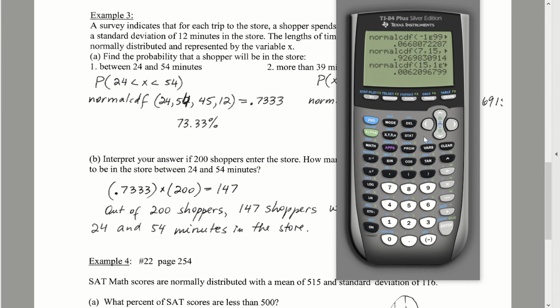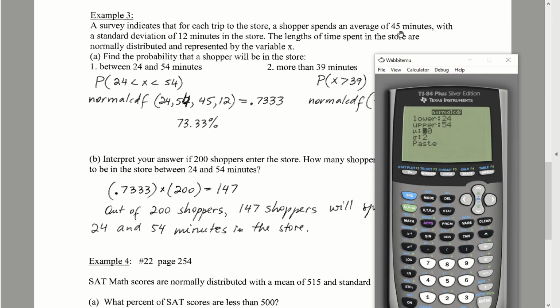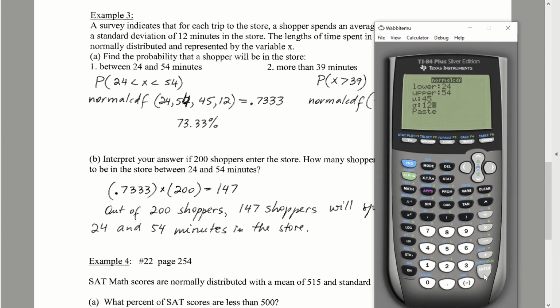To compute that probability, we're going to do second distribution, normal CDF. Between 24 and 54 means 24 will be the lower bound, 54 will be the upper bound. For this setup, the mean was 45 and the standard deviation was 12. Get everything plugged in, go ahead and hit enter, and we would get a probability of 0.7333. As a percentage, that means that 73.33% of all shoppers would spend between 24 and 54 minutes in that store.